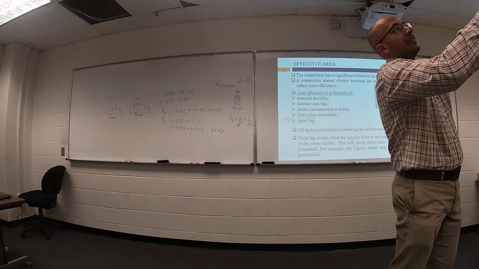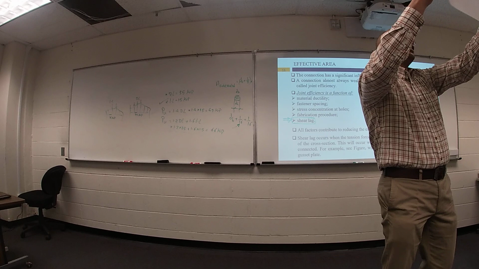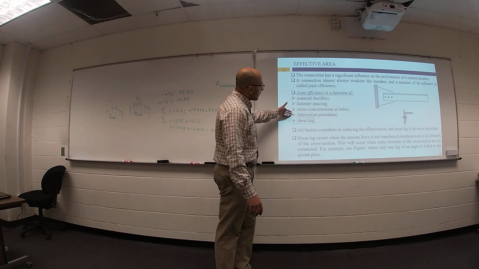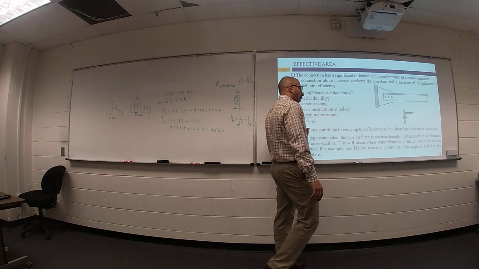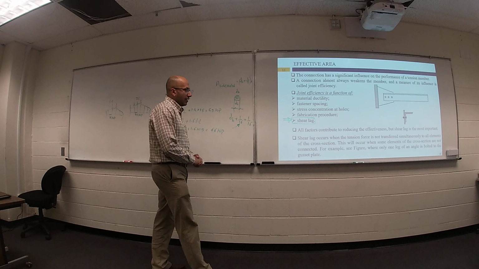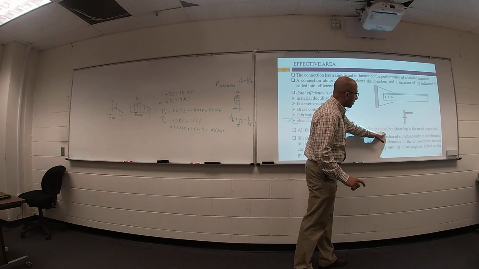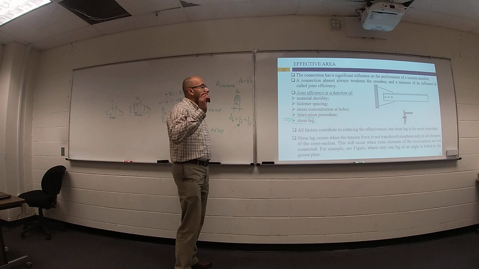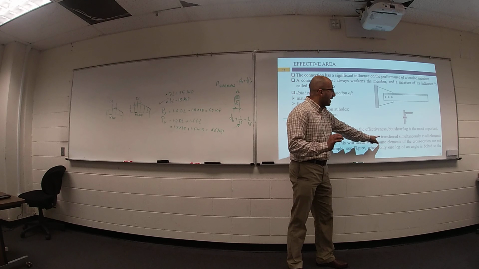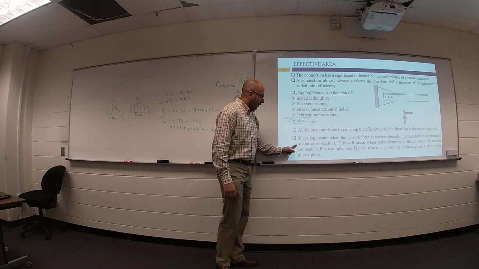Can you see? And the other part of your cross section is loose. This is called shear lag. We have other factors that can affect the efficiency of your connection, but this one has the most important effect. All factors contribute to reducing the effectiveness, but shear lag is the most important one. Shear lag occurs when the tension force is not transferred homogeneously to all elements of the cross section.